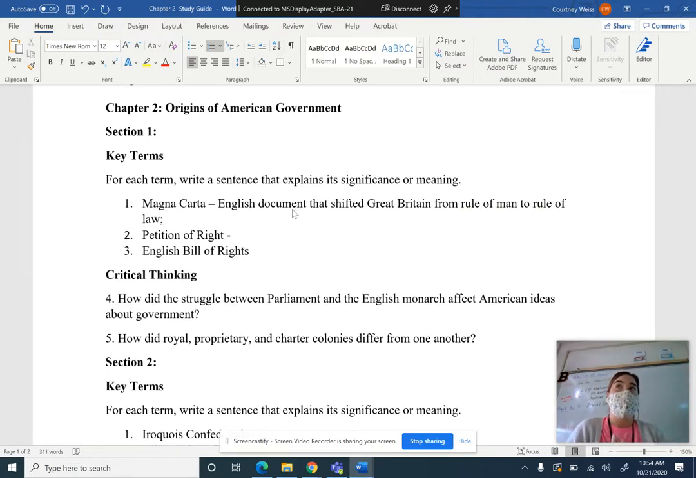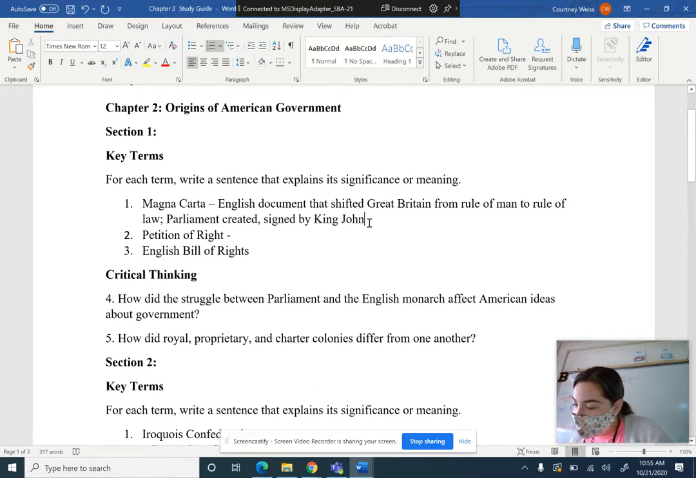Excellent. Go ahead, Claire. It was created by King John. So it wasn't created by him, it was created by Parliament, but it was signed, yes. Signed by King John. King John was forced to sign by Parliament. Parliament created it, and it was signed by King John. Excellent. Anything else that we want to know about the Magna Carta?